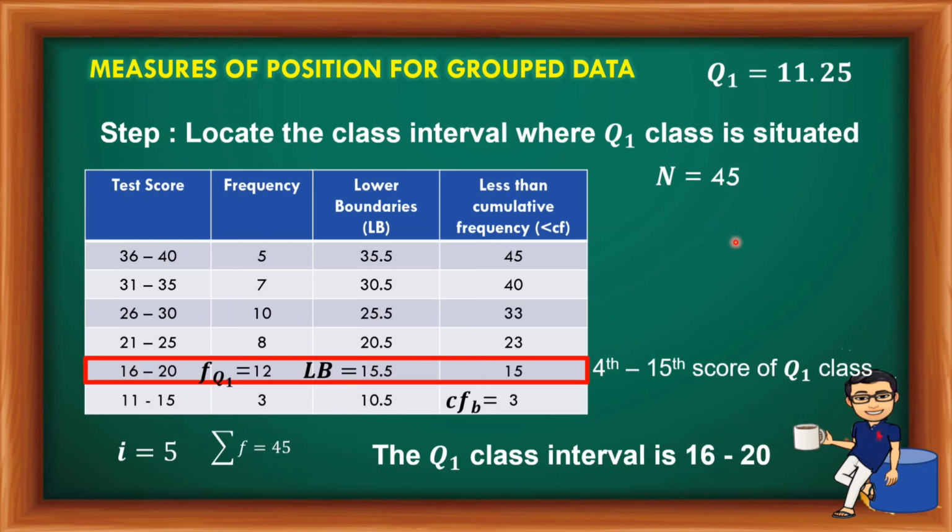So, ngayon, makukuha na natin ang N. Sabi ko, yung summation of F, yun yung N. Then, cumulative frequency below is 3. Ito. Then, frequency of the quartile 1 class is 12. Then, the lower boundary is 15 and 5 tenths. Then, the interval is 5. So, lahat ng yan ay mga information na kailangan natin sa ating formula. And let us use that in our formula to determine the quartile 1.